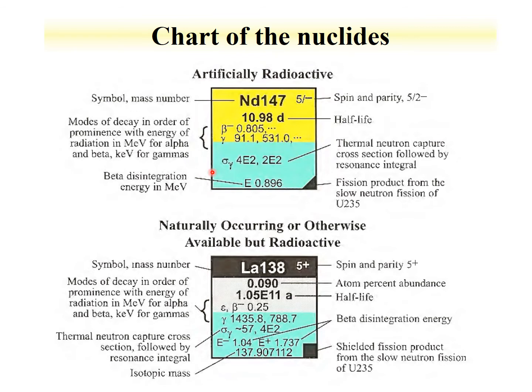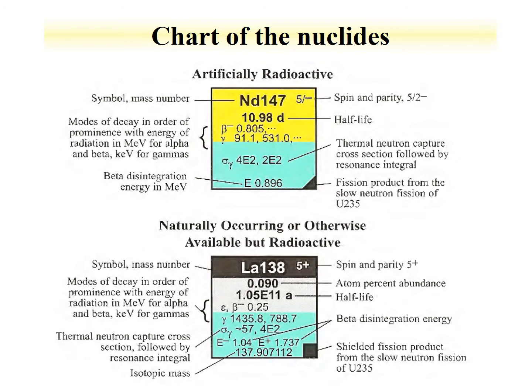The cross-section information and the beta disintegration energy. As you see, the beta disintegration energy is a little bit higher than the beta decay energy, so some of the energy is going elsewhere, possibly to a gamma decay. And then again, this triangle says that it is a fission product from the slow neutron fission of uranium-235.